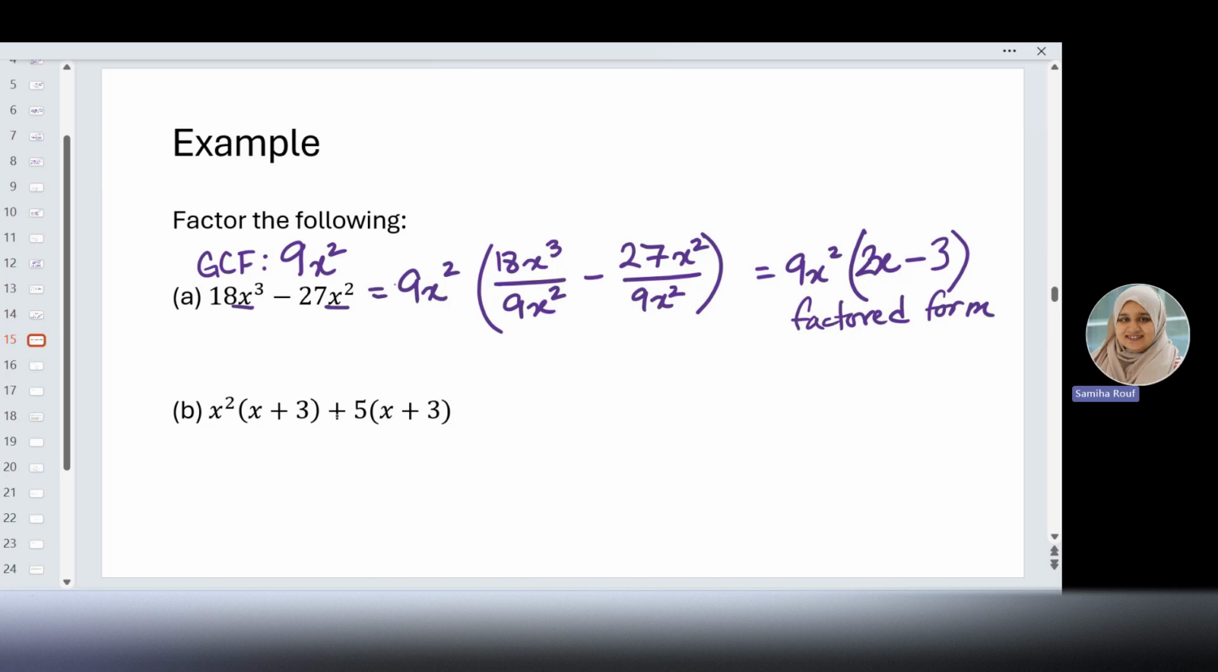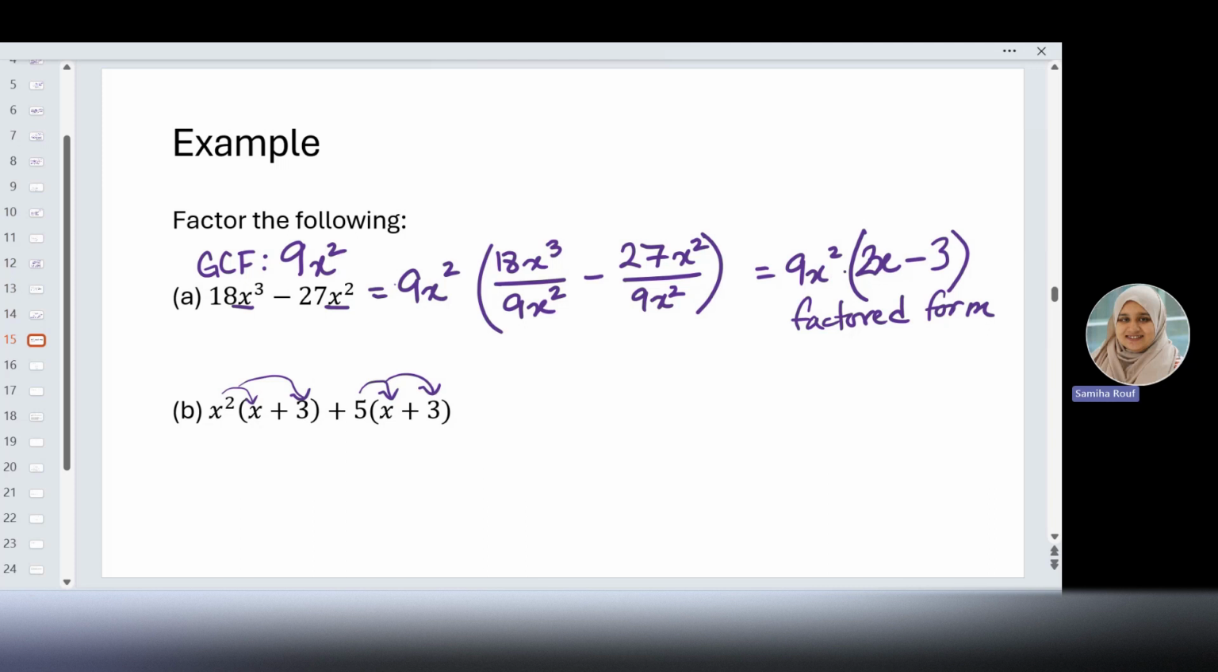Okay, now let's look at this one. This one looks a little bit complicated because you may be tempted to go ahead and do this multiplication and distribute. But if my goal is to factor, then distributing won't help me because I'm actually going further away from what I want. If I want factored form, factored form results in one algebraic expression being multiplied to another algebraic expression.